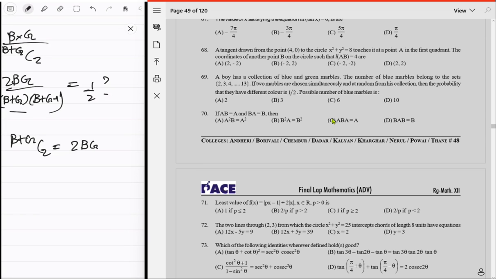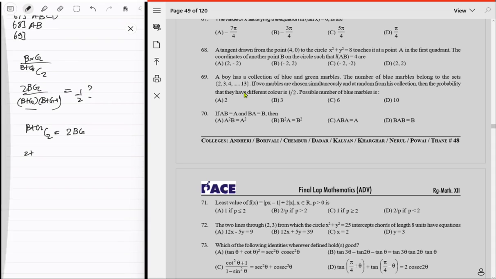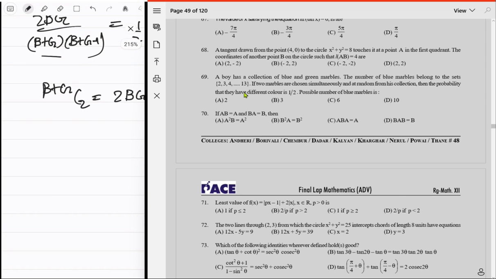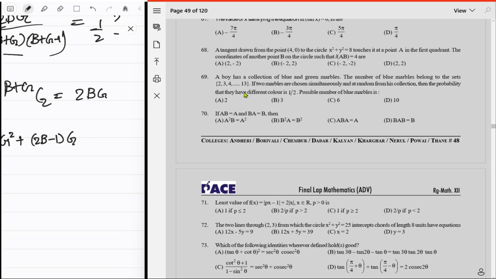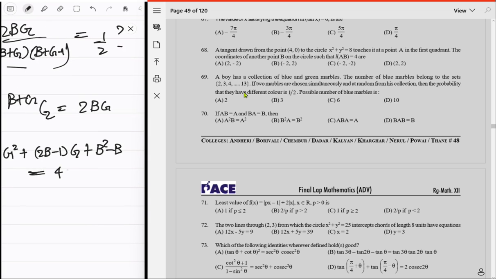What's the number of blue marbles? Let's go back to the options. Two can work, like 2 plus something choose 2 equals 4 times G. Probably we just have to find the quadratic equation, but G has to have integer solutions. Getting weird. Let's get G squared plus (2B minus 1) G plus B squared minus B, and this thing is equal to 4BG.